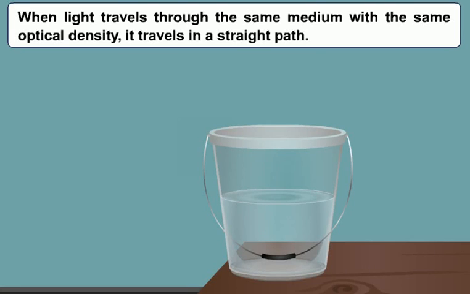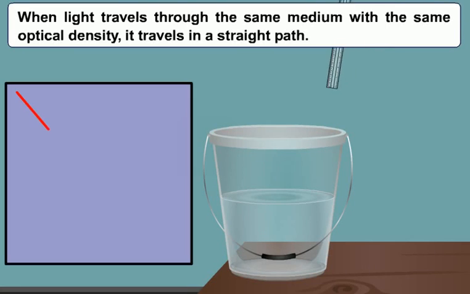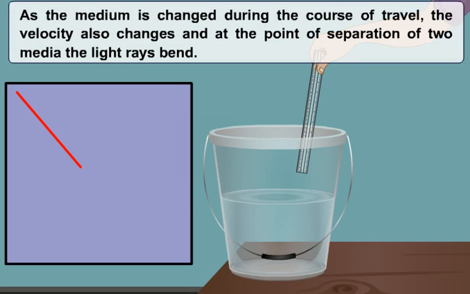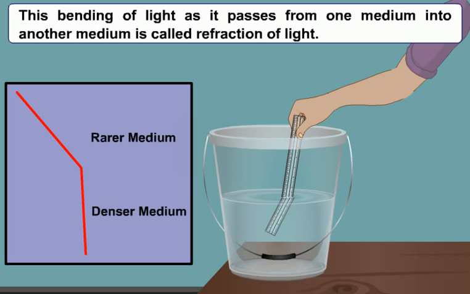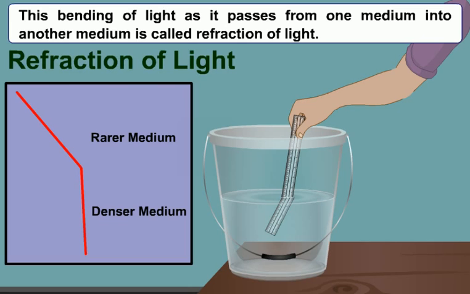Students, when light travels through the same medium with the same optical density, it travels in a straight path. As the medium is changed during the course of travel, the velocity also changes, and at the point of separation of two media, the light rays bend. This bending of light as it passes from one medium into another medium is called refraction of light.